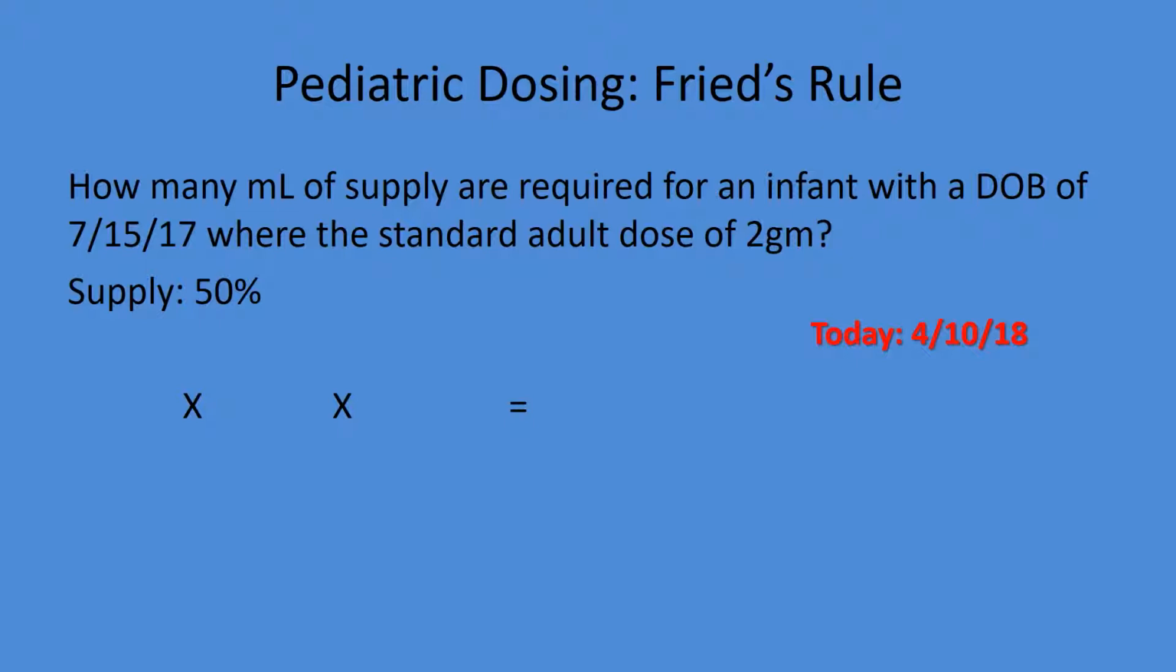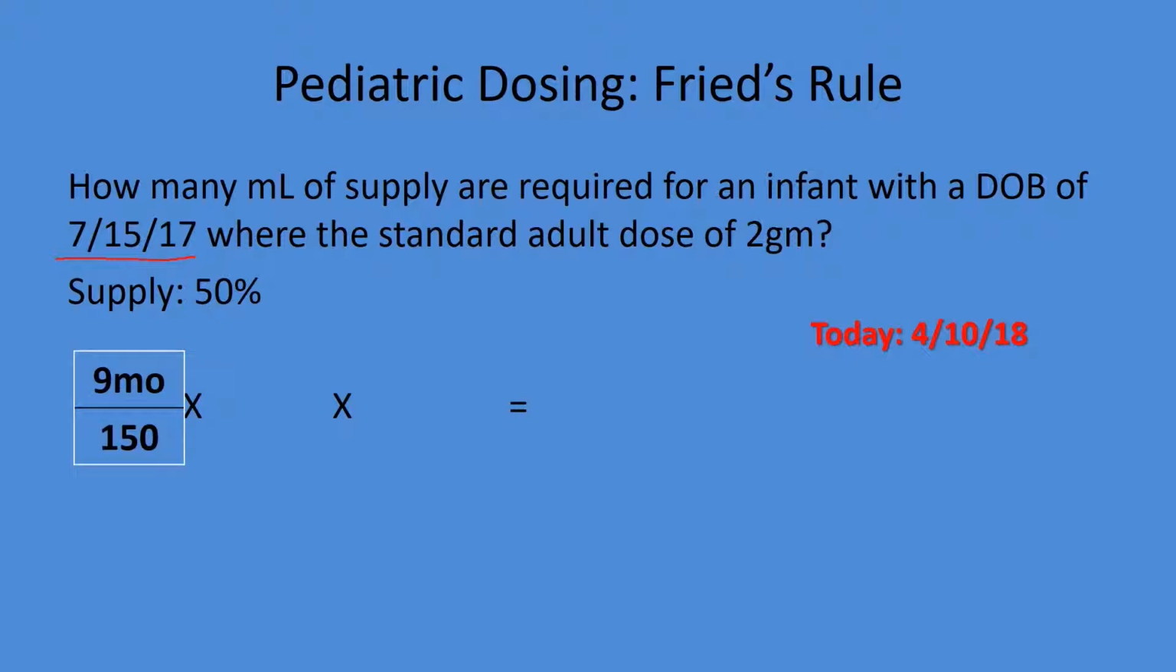Okay, so let's say today was April 10th, 2018. This infant was born July 15th, 2017. So we're going to give them the age to their nearest month. So let's see, we have July to August, September, October, November, December, January, February, March, April. So I counted about 9 months.